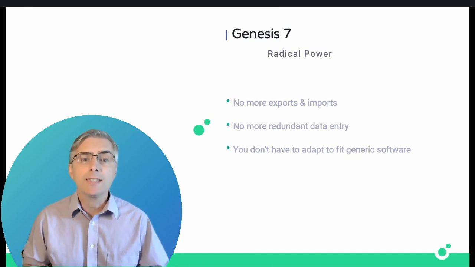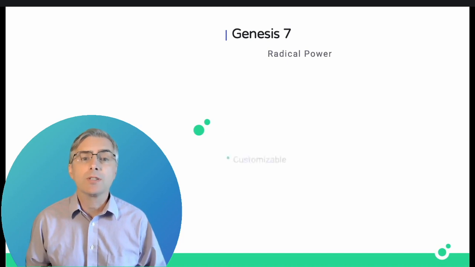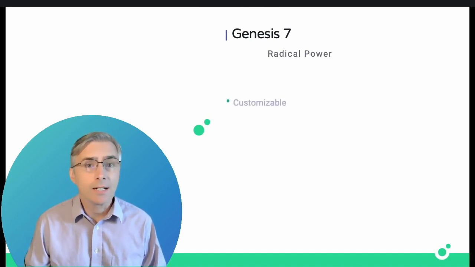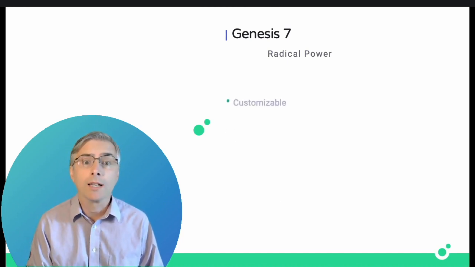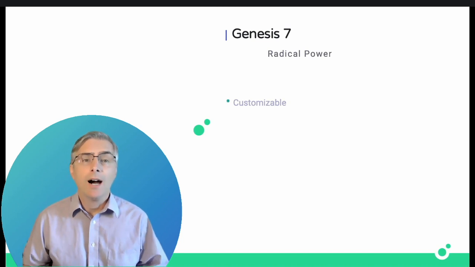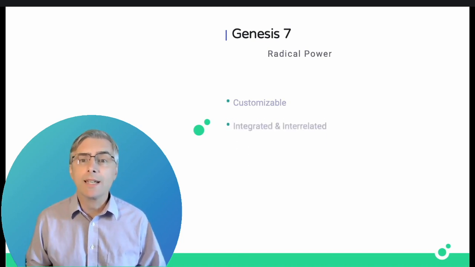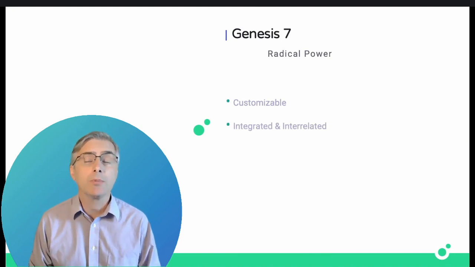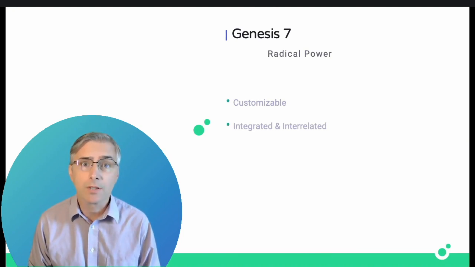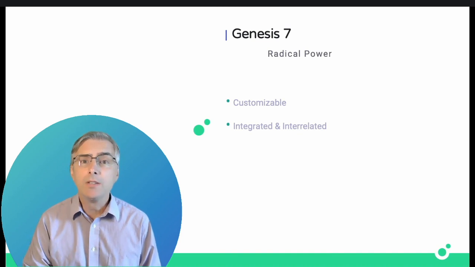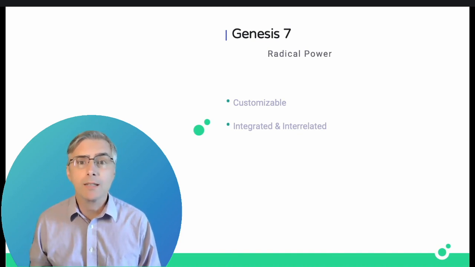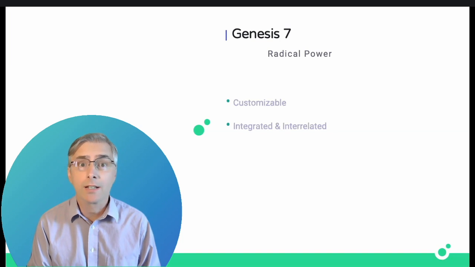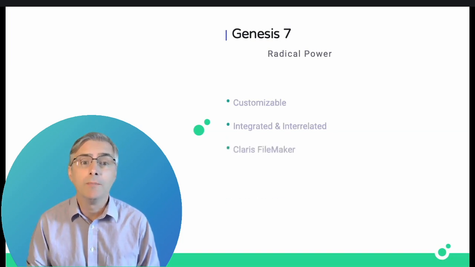With Genesis 7, it's customizable to suit the way your business and individual departments like to work. Yet at the same time, it's highly integrated and interrelated in a way that typically only large corporations are able to develop and customize for themselves. And it makes use of the full array of possibilities and design strengths of the Claris FileMaker platform.